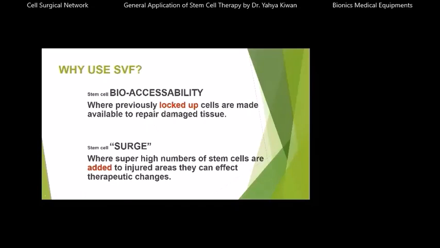As you know, all the stem cells in the fat are stranded by collagen fiber. They cannot move, and they are used only locally if the skin is damaged or fat is needed. So what can we do if we release them? We can use them as a surge, where a super high number of stem cells are added to the injured area. They can affect therapeutic changes.